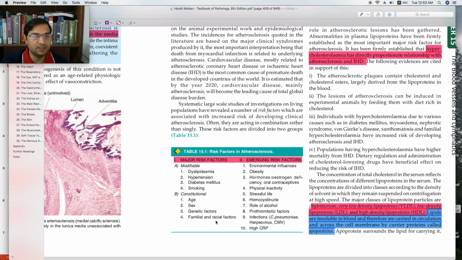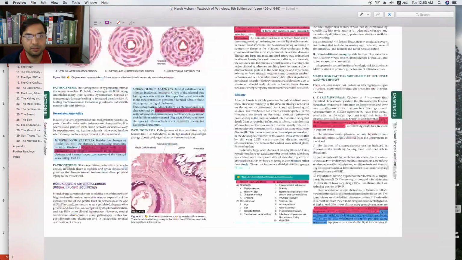Some familial factors are there. Then environmental and other risk factors like obesity, hormones or estrogen deficiencies, oral contraceptives, physical inactivity, stressful life, right? High levels of homocysteine in the blood, alcohol, right? Raised prothrombotic factors in the blood, and some infections: somebody having an infection of herpes virus or cytomegalovirus is more prone to atherosclerosis. Then high CRP level, right? C-reactive protein levels that are high, those people are at risk.